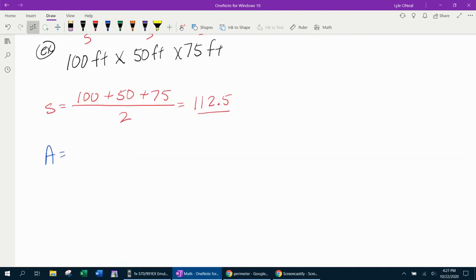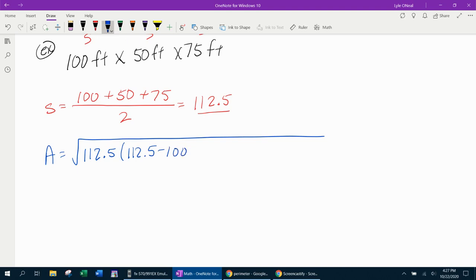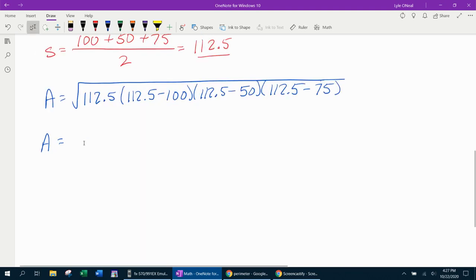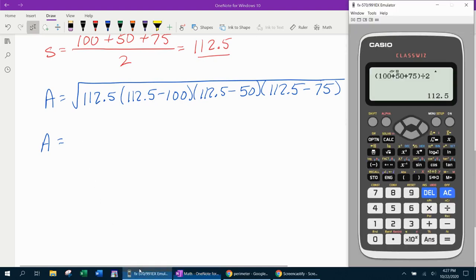So the area is going to be the square root of S, S minus A, S minus B, and S minus C. And I think some of you may be wondering, how did I know that this is A, B, and C? And the answer is, it doesn't matter. And then we're going to go to our calculator and calculate that value.